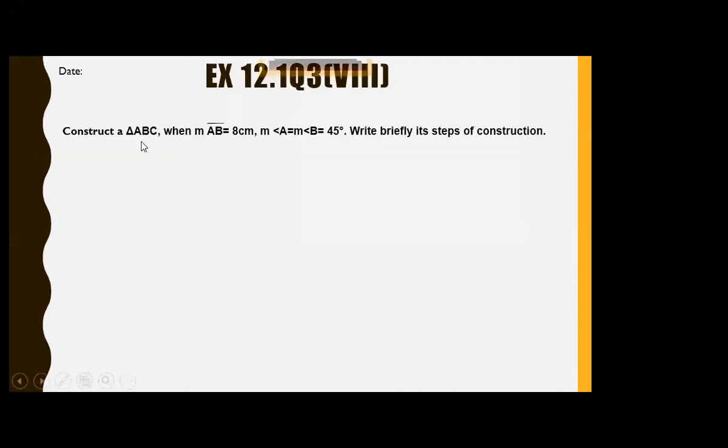So here we have to construct a triangle. Students, write down the question: construct a triangle ABC when measurement AB is equal to 8 centimeter, measurement angle A is 45 degree, measurement angle B is equal to 45 degree, and write briefly its steps of construction. Maintain your page like this, okay, and then write down given and required quickly. At the same time I'm going to take your attendance.